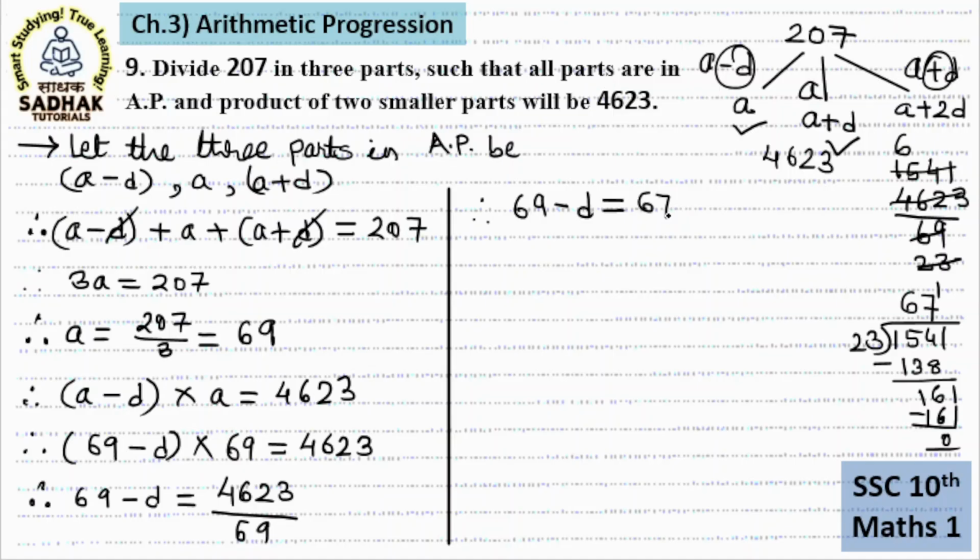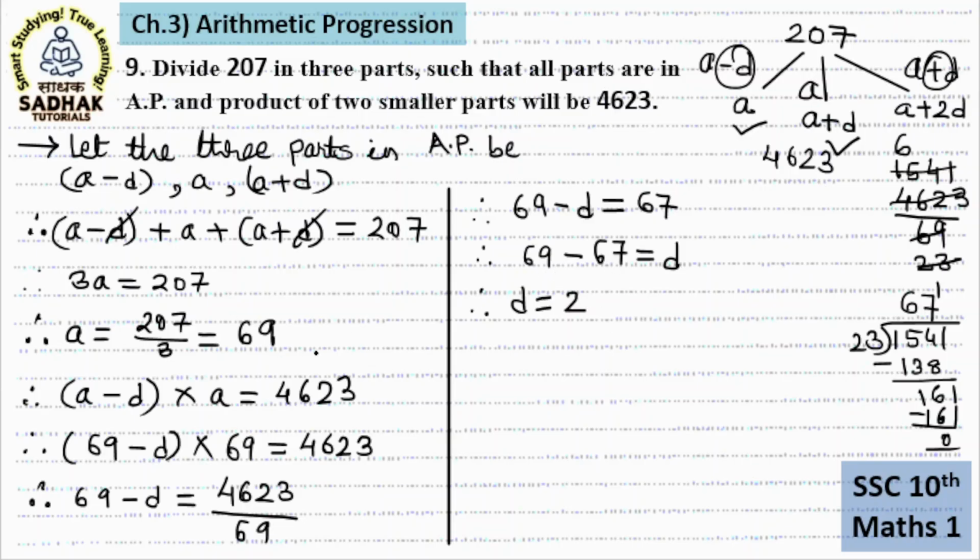Okay, 67. Fine. Therefore, now let me take this 67 on the left hand side. So 69 minus 67 is equal to, let me take this minus d on this side, so it will become d. So therefore, the value of d will be 69 minus 67, that is 2.